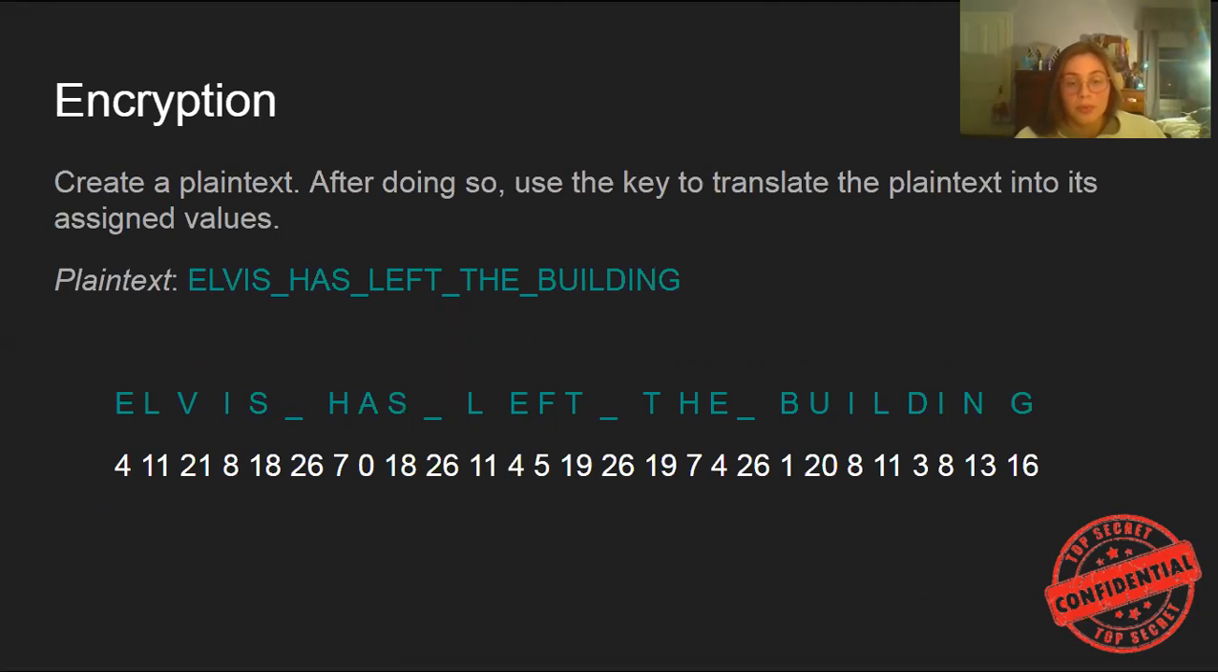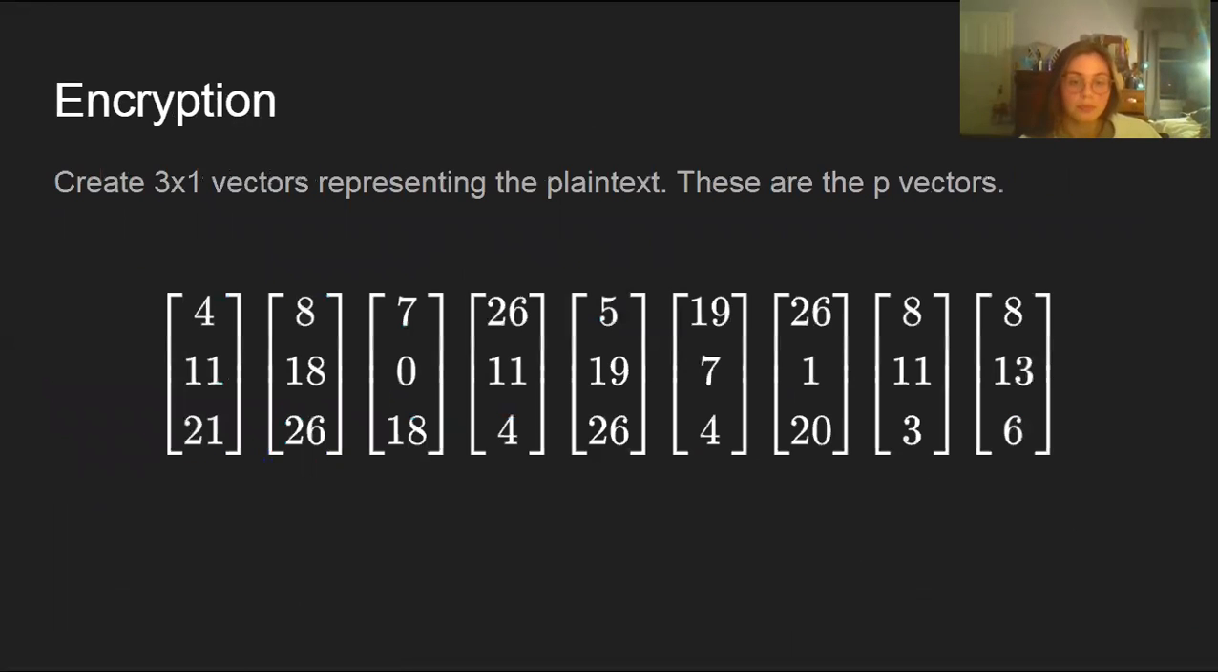So now to encrypt our message, we need to start with our plaintext message. I chose "Elvis has left the building" because I thought it was like a spy message, I guess. And you can see that I used the key and assigned each letter its numerical value. So now we want to take all of those numbers and put them in 3x1 vectors. We put them in 3x1 vectors because our encoding and decoding matrices are 3x3. If these were 2x2 matrices, we'd then do 2x1 vectors. And these will give us our P vectors.